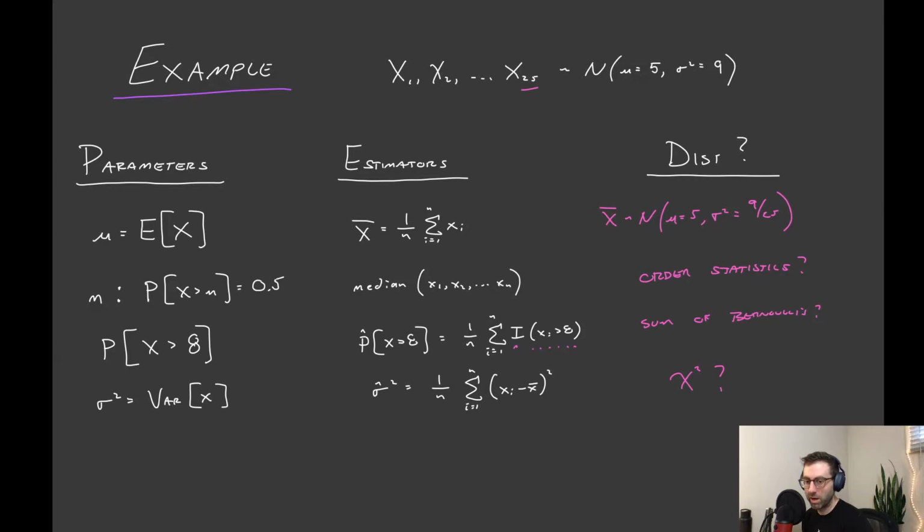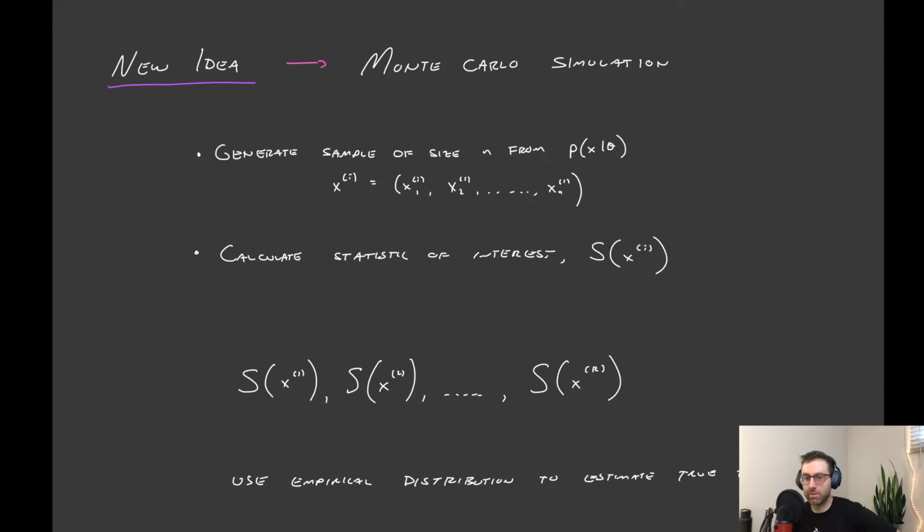So what I want is a way to come up with these distributions of these estimators without having to be smart and be good at math, neither of which I am. So let's come up with another way of doing this. The idea I want to put forward here is something called Monte Carlo simulation. Essentially, we're going to repeatedly generate samples from a known distribution, then calculate the relevant statistic, and then look at the distribution of those.